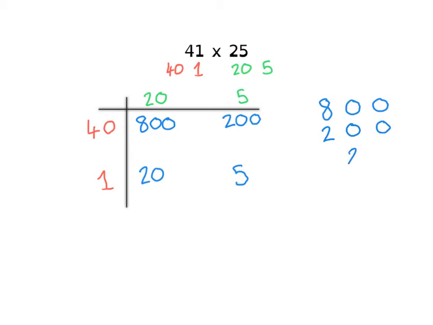800, 200, 20 and 5. So I'm going to add these up. 0 add 0 add 0 add 5 is 5. 0 add 0 add 2 is 2. And 8 add 2 is 10. So my answer is 1025.